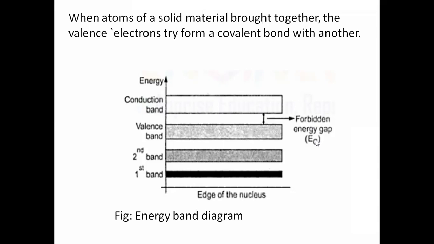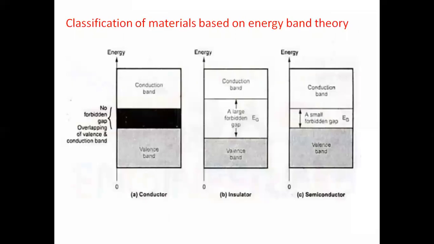Based upon this forbidden energy gap, we can also classify the materials into conductors, insulators and semiconductors. I will show you that. So, classification of materials based on energy band theory. Here we have the conduction band and the valence band.